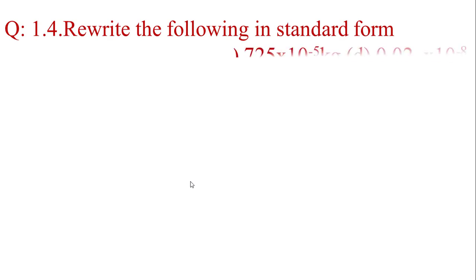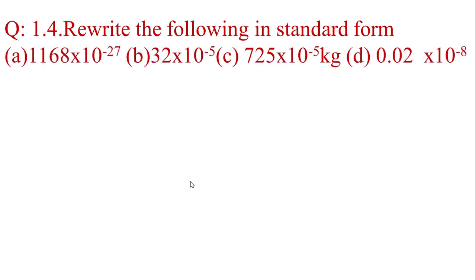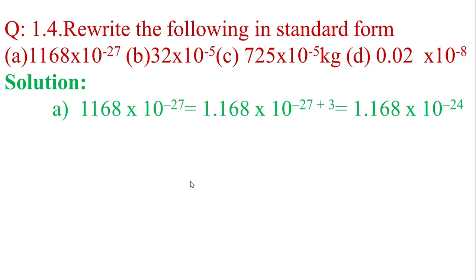Rewrite the following in standard form. Here 4 parts are given. We solve the first part. In the solution of the first part, we can see 1168 multiplied by 10 raised to power minus 27. We move the decimal place from this point to this point, 3 digits: 1, 2 and 3. Then we can write 1.168 multiplied by 10 raised to power minus 27 plus 3. Adding minus 27 plus 3, the final answer is 1.168 multiplied by 10 raised to power minus 24.